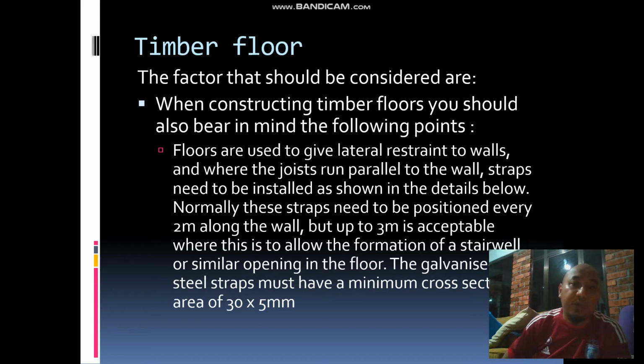the floors are used to give lateral restraint to the wall, and where the joists run parallel to the wall, straps need to be installed as shown in the detail below. Normally this strap needs to be positioned every 2 meters along the walls, but up to 3 meters if accessible, where this is to allow the formation of the stairwells or similar openings in the floor. The galvanized mild steel strap must have the minimum cross-sectional area of 30 by 5 mm.